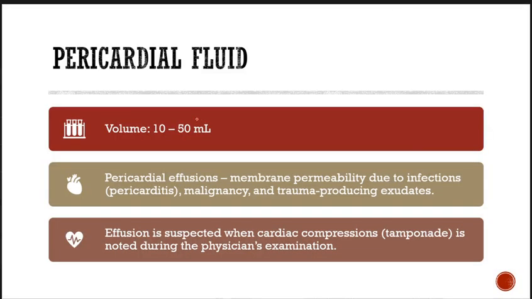Next is pericardial fluid. Okay? So, normal volume ng pericardial ay small amounts lang, ranging from 10 to 50 ml. Okay? So, pericardial effusion happens when there is an infection, malignancy. Okay, so, infection, we term it as pericarditis, malignancy, or trauma-producing exudates. Okay? So, kaya nagkakaroon ng effusion within the pericardial region. Okay? So, effusion is suspected when cardiac compression is noted by the physicians. Okay? Or if there are cases ng tamponade.